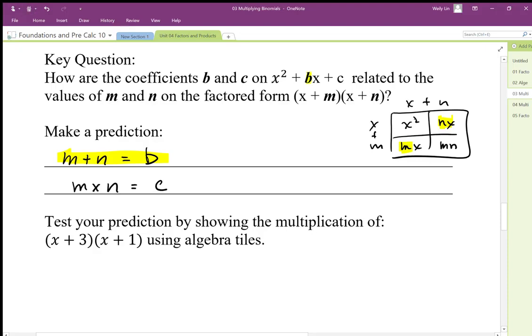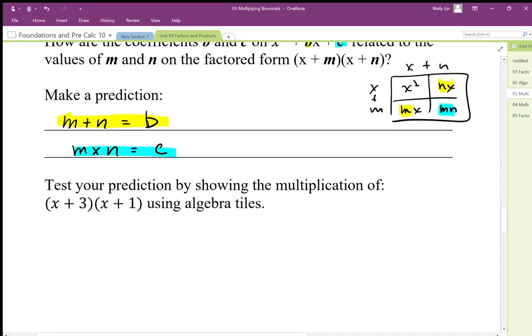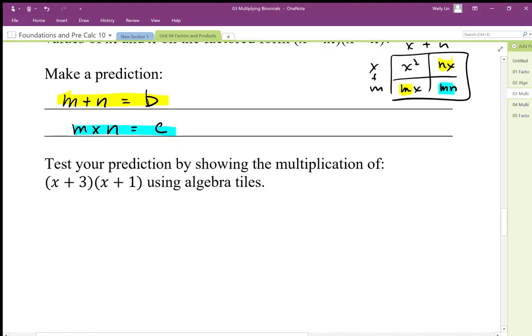So the b comes from there, and our c value must come from the product of these two here and here. So that's our product. The constant term n and the constant term m are going to multiply into mn. So when we multiply this, we should expect that our middle term should be 4x and our constant term should be 3. When we multiply this out again visually, this is going to be compelling.